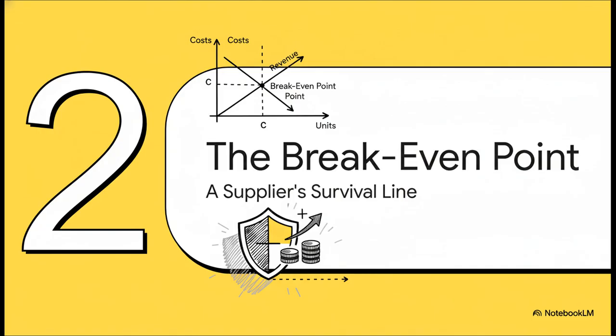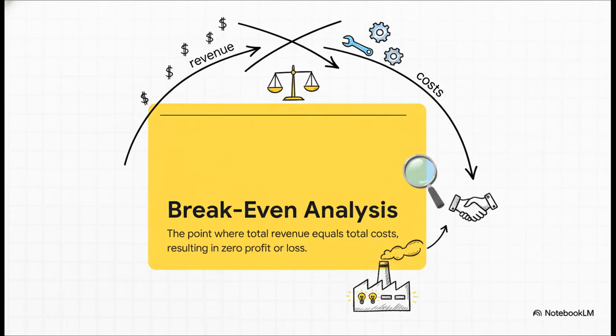All right, so knowing a supplier's costs, that's step one. But step two is understanding the financial pressure they're under. And for that, we need to find their financial survival line, what's called the break-even point. And that's where break-even analysis comes in. This is such a fundamental tool. It helps you find the exact point where a company's revenue equals its costs, the point where they aren't making any money, but they're not losing any either.